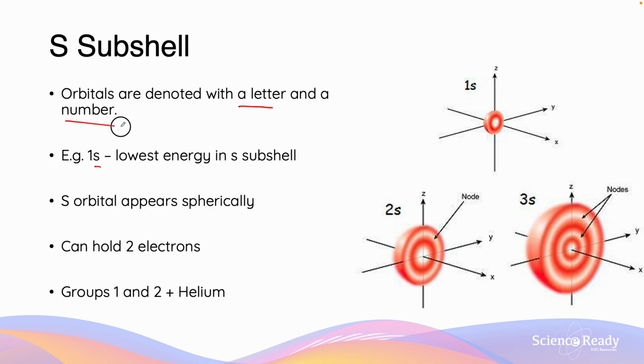And there's a number which tells us what the energy level is. The first energy level is energy level 1, so 1s is the lowest energy orbital in the S subshell. The S orbital is defined by its spherical appearance, and on the right hand side we can see this circular sphere with a cross section cut out for the 1s orbital. Another thing that's important to know is that each orbital can hold a total of 2 electrons. The highest energy orbitals of group 1 and group 2 and helium elements lie in the S subshell. This will be important later when we learn about notation.